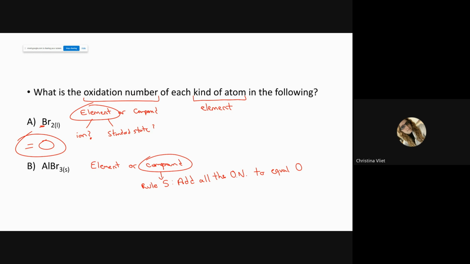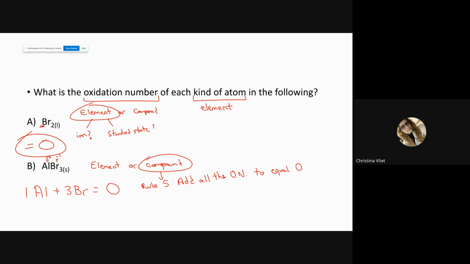What does that actually mean here? How would we get the oxidation number of aluminium? We're going to look at our periodic table. Aluminium is +3. What is bromine? -1. Do those oxidation numbers add up to 0? No. Are you sure? You have 1 aluminum plus 3 bromines equals to 0.